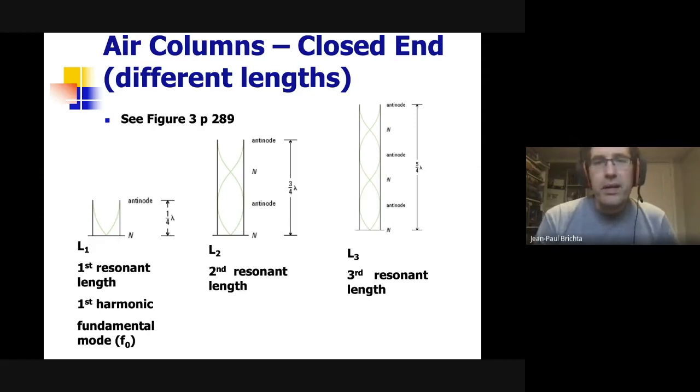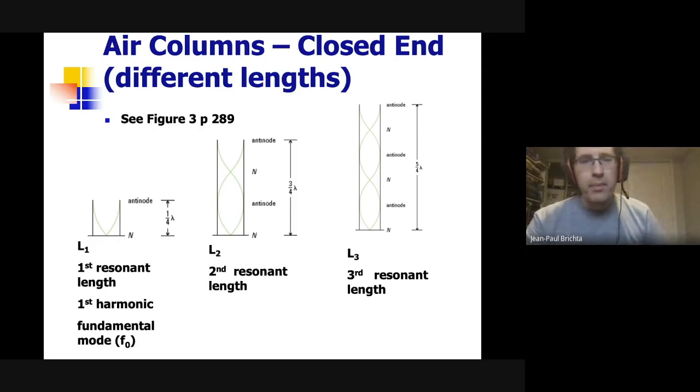And this is why when you're playing a musical instrument, you can't just play any old note. You have to play very specific notes, which usually correspond to different fingerings and so on, depending on what kind of instrument you're playing. You're closing different holes and making the length of the tube very particular. All right.